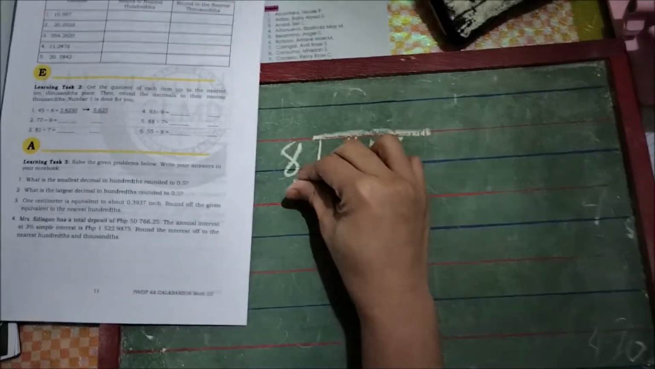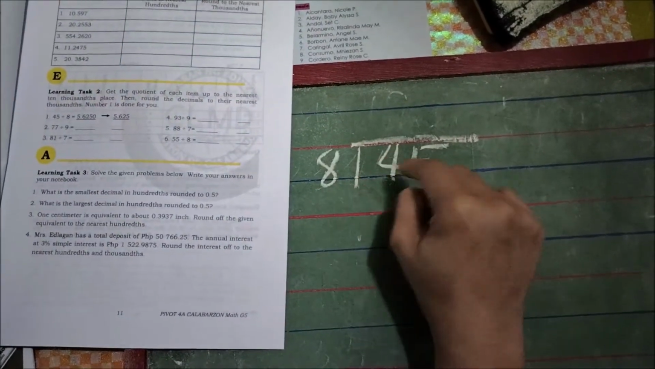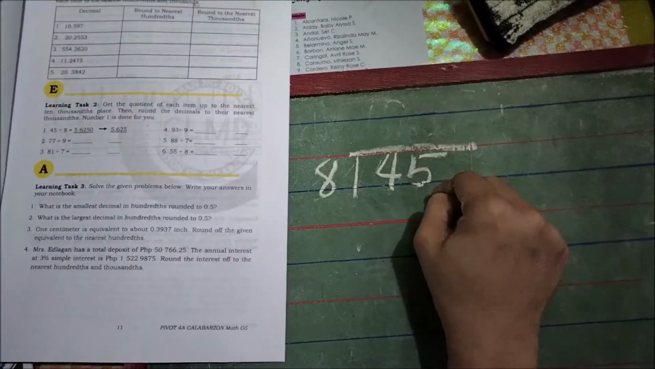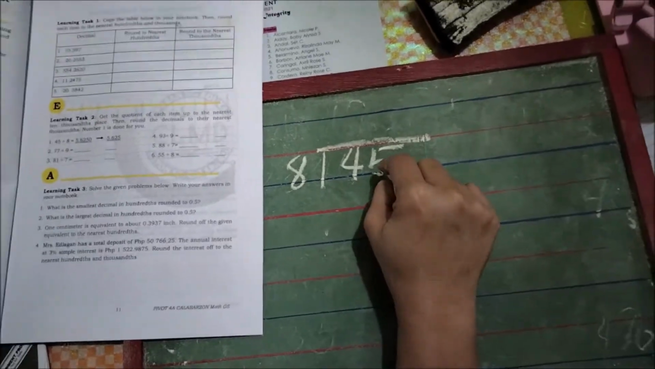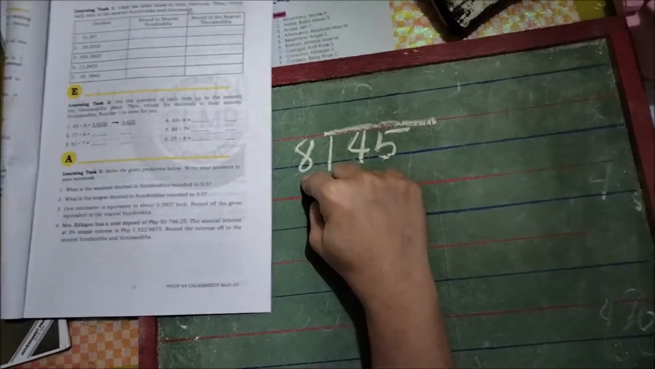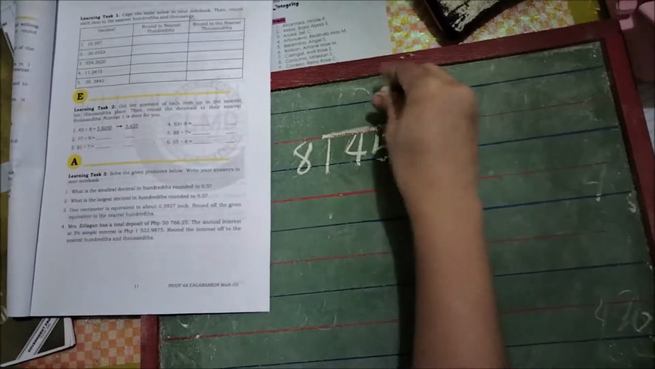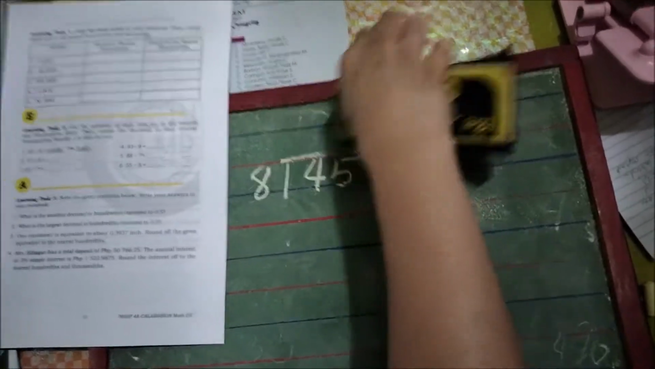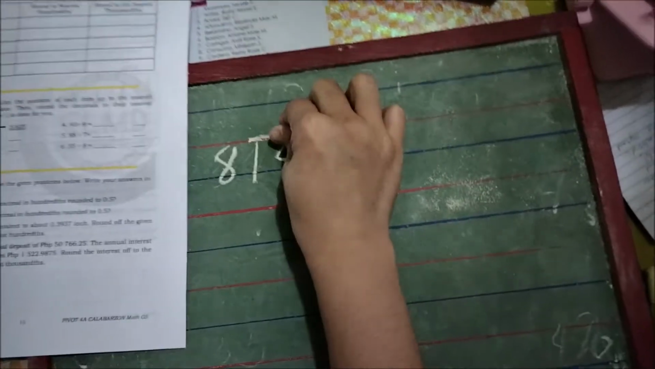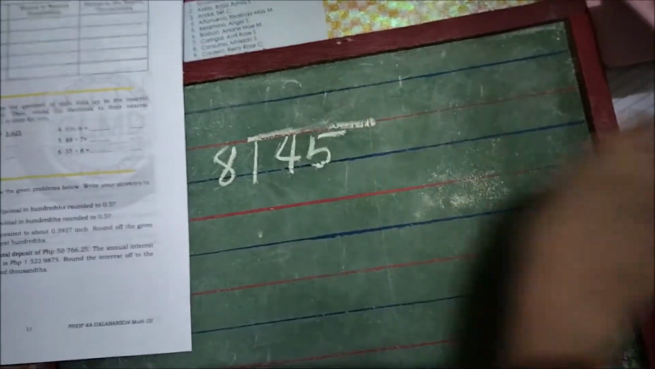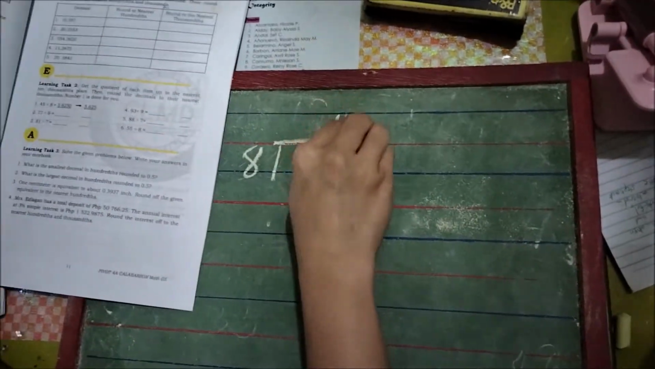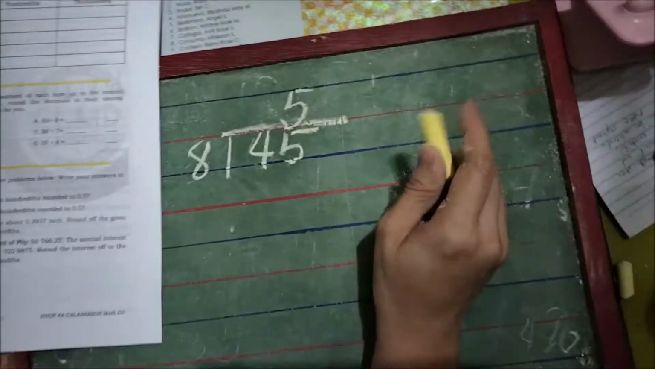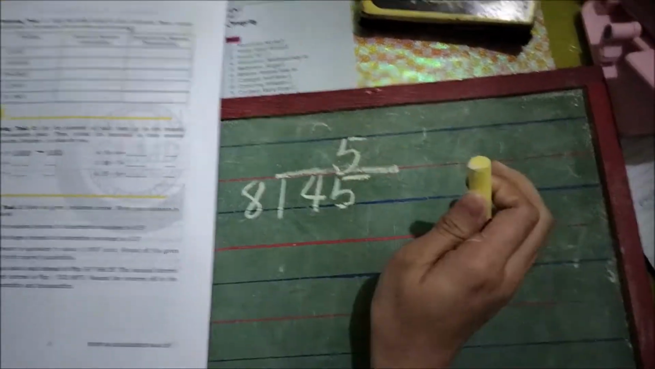So 4 divided by 8, you can't divide 8 from 4. So we will use the number 45. 45 divided by 8 is 5. So we're going to write 5 here. Be careful with the alignment. If you use 45, you will write your quotient above 45, not above 4.